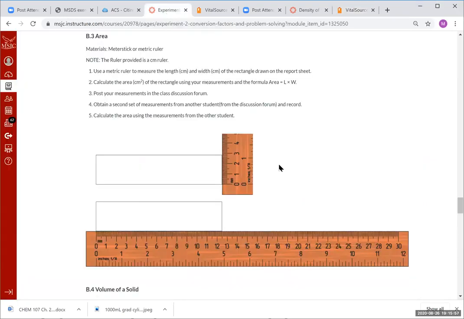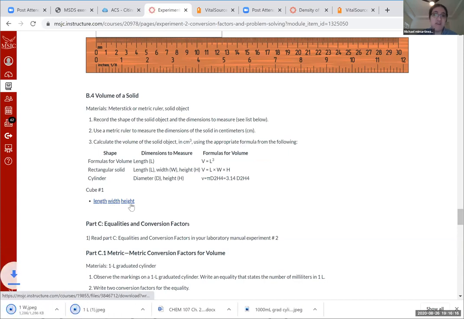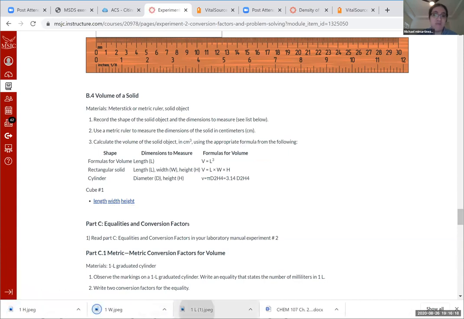Perfect. So for part B4, we're looking at the volume of a solid. You're going to record the shape of the object, and you're going to use a metric ruler to determine the dimensions of the object in centimeters, and then you're going to calculate the volume in centimeters cubed. So I provided you the length, width, and height of the cube as image links.